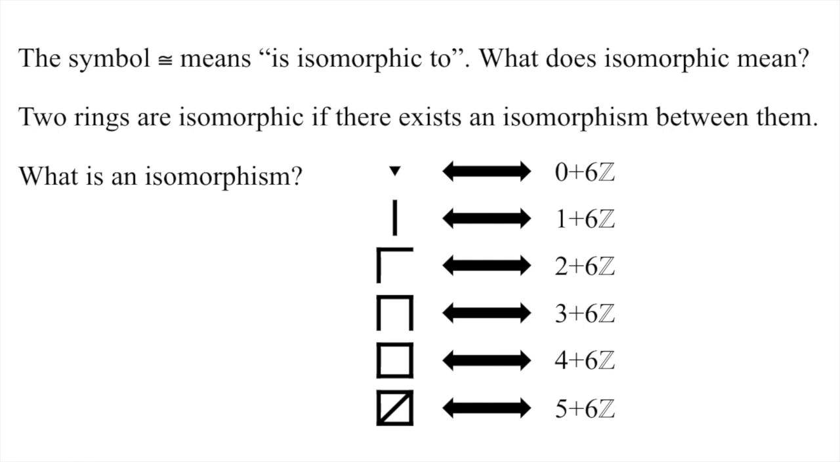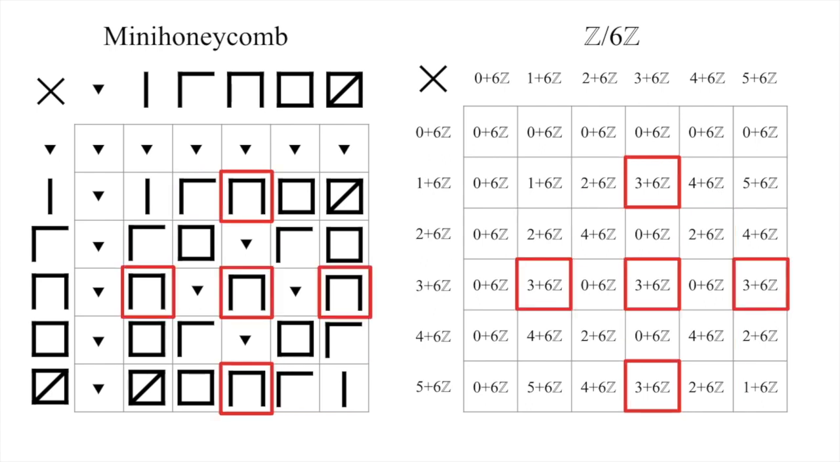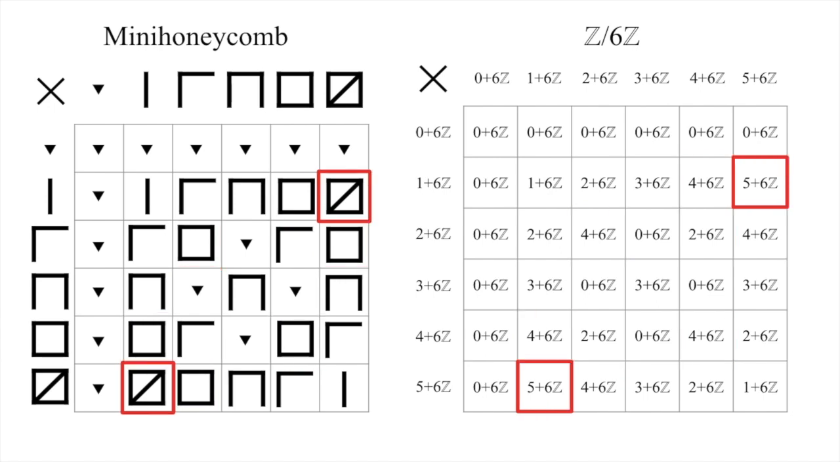Let me show you what I mean with the multiplication tables. Here we have the multiplication table for Minihoneycomb on the left, and the multiplication table for Z mod 6Z on the right. What's important to notice here is that the multiplication table on the left matches with the multiplication table on the right through the mapping that we had before. So you can see that all of the ones are in the same places, all of the twos are in the same places, all of the threes, all of the fours, and all of the fives are in the same places. This is what makes the mapping an isomorphism, and not just a map between the elements.